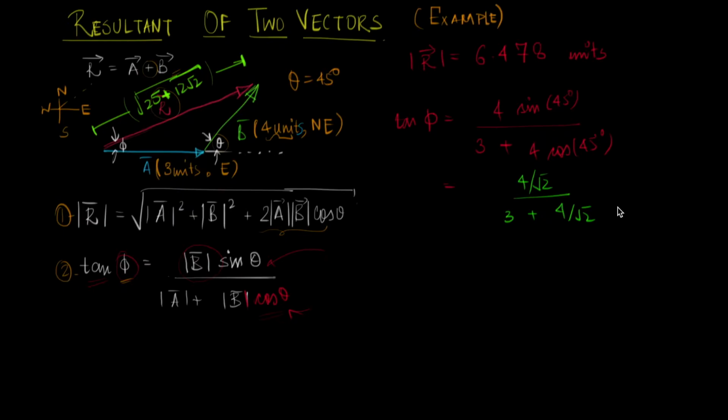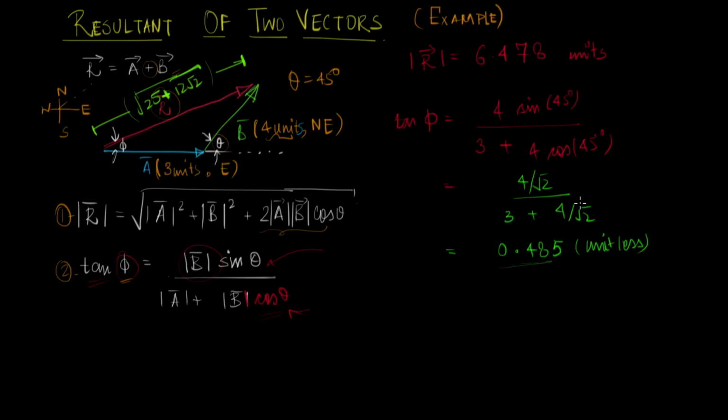Let me evaluate that on the calculator once again. So there's 4 divided by root of 2. Now I must add that to, well, 3 in the denominator. So let's see how that turns out. That turns out to be, well, a pretty decent value of 0.485.